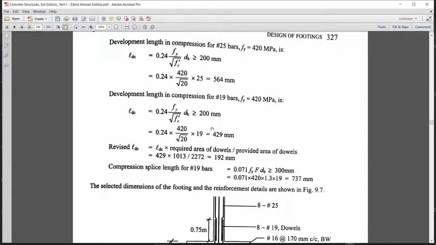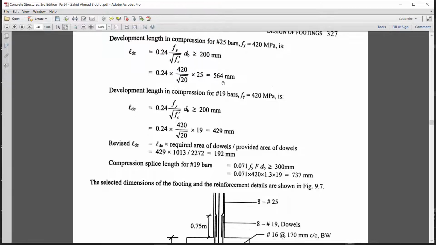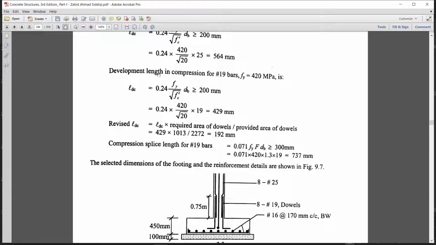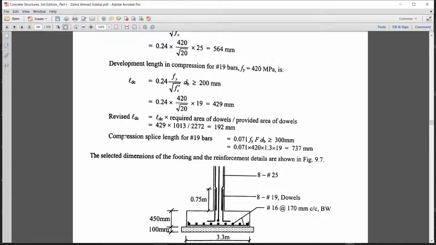Now the development length in compression for number 25 bar, which is present in the column. Here LDC in compression is 0.24 fy over fc prime under root, times diameter of bar, which should be greater than or equal to 200. Our value is 564. For dowel bars the development length in compression, our column will be in compression, so the value is 429 millimeter.